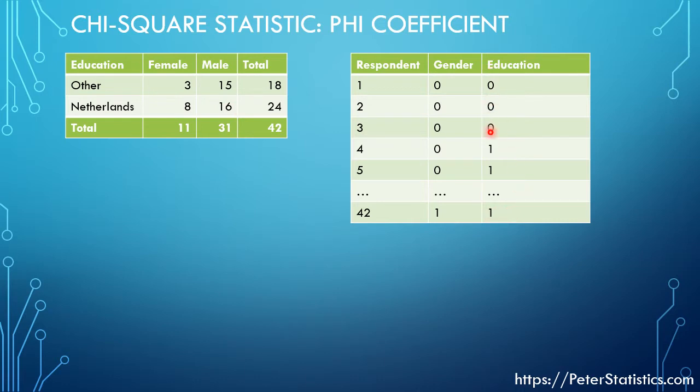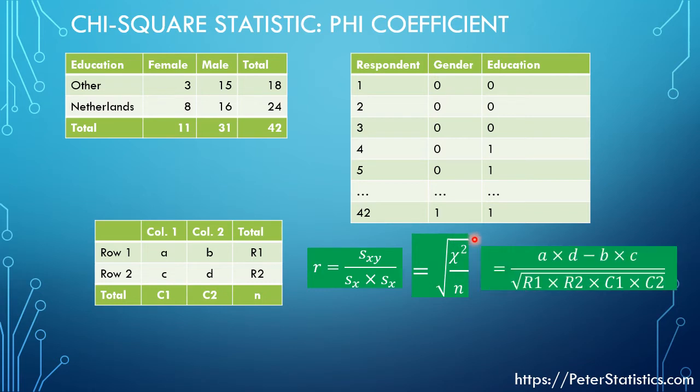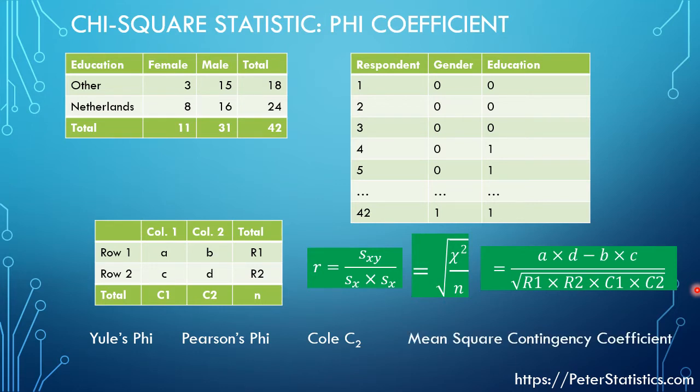If you would then see these as real numbers and simply calculate the traditional Pearson product moment correlation coefficient, so in general you have these values, then this is the formula for that, and that will actually be the same as the chi-square test result divided over n, and then the square root out of that. We could also write that down in one go, and this is the Phi coefficient. It's also known as Yule's Phi. It's known as Pearson's Phi. Cole dubs this C2, and it's also referred to as the mean square contingency coefficient.